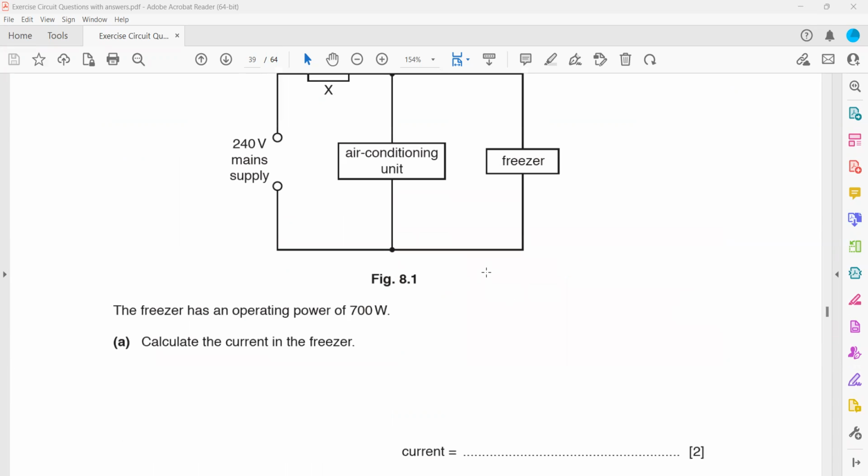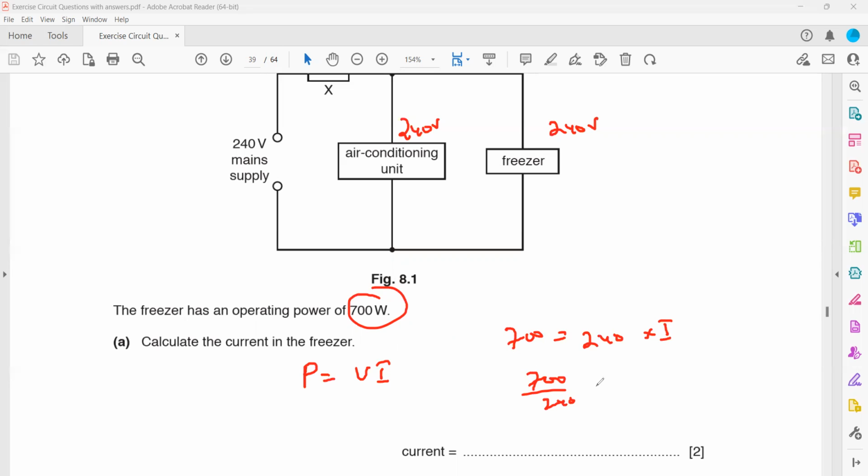The freezer has an operating power of 700. So we have the power of the heater, calculate the current. And we have the voltage as well, because they all are in parallel with the main supply, so they will receive the same voltage. We will use the formula P equals VI. Power is 700, voltage is 240 and current we don't know. This will be 700 divided by 240. What's the answer for the current? 2.9. So 2.9 ampere will be the current.